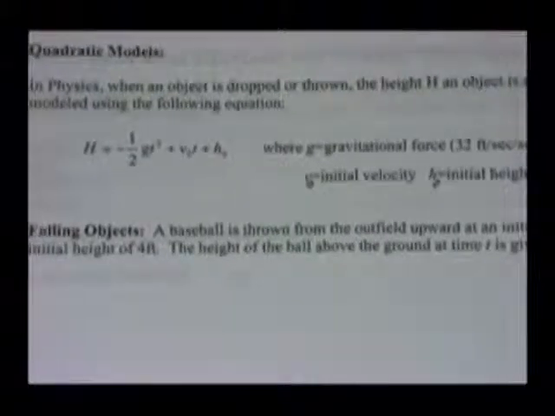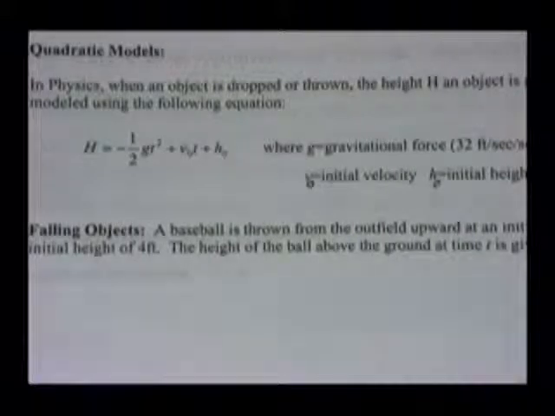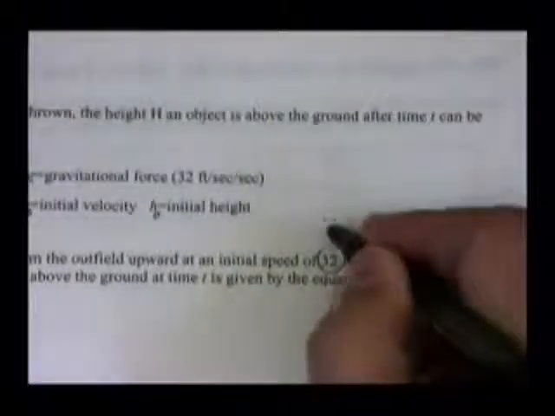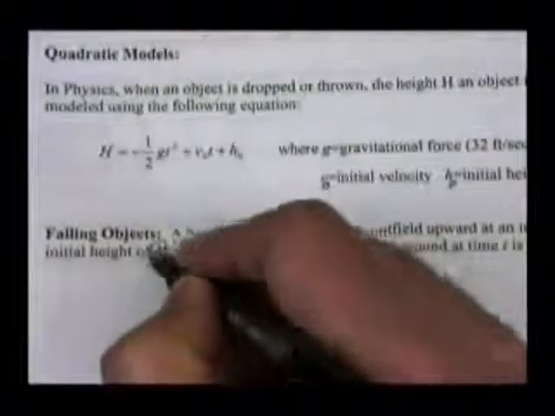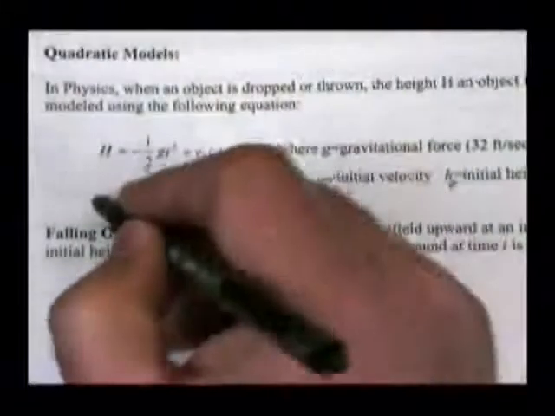Okay? So, if we have the following problem, a baseball is thrown from the outfield upward at an initial speed of 32 feet per second. So here is our v naught. And at a height of 4 feet, so there is our h naught. The height of the ball above the ground at time t is given by what?